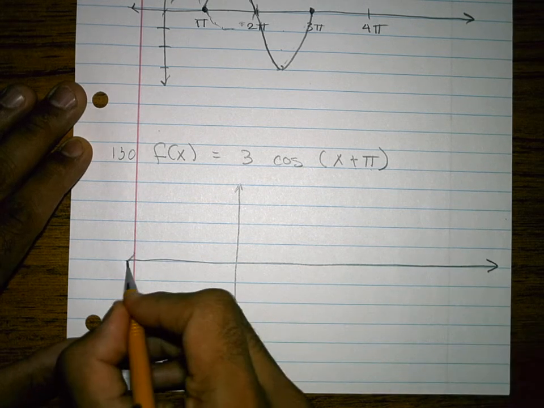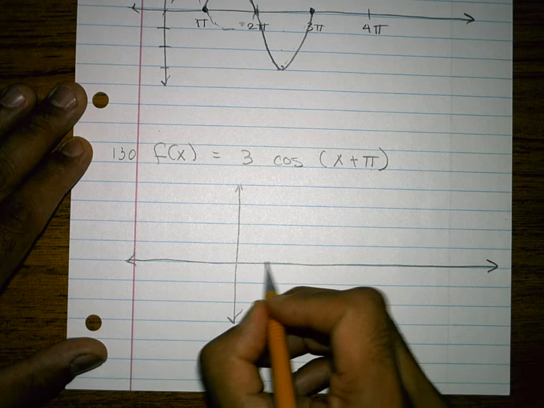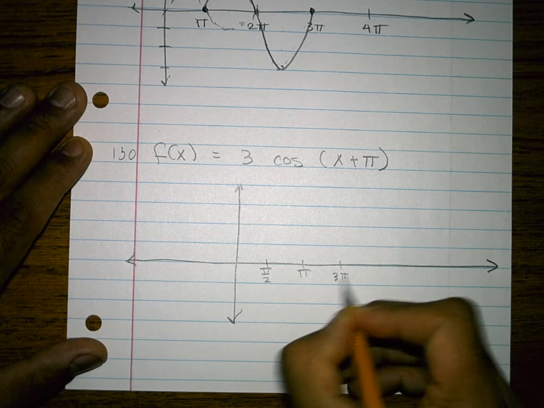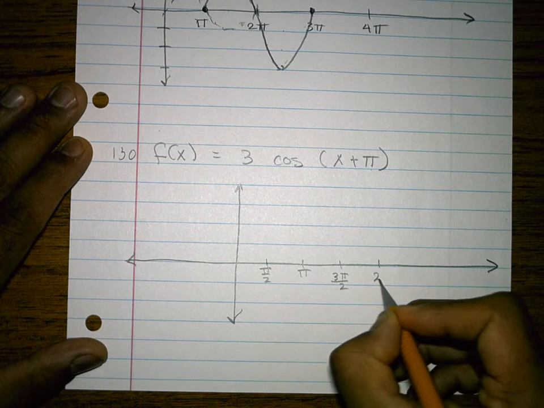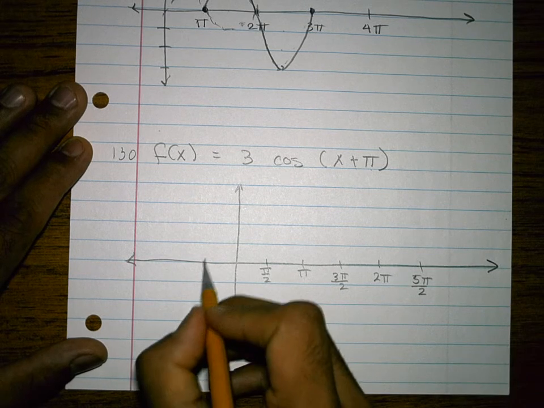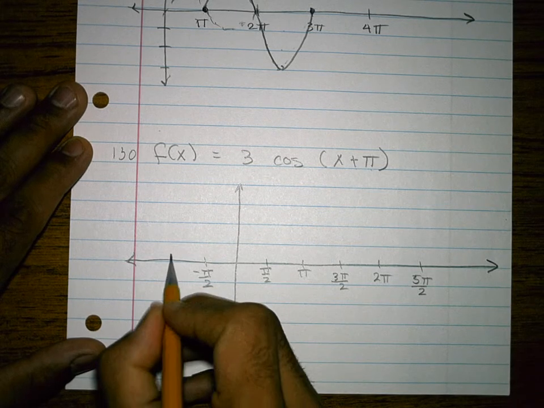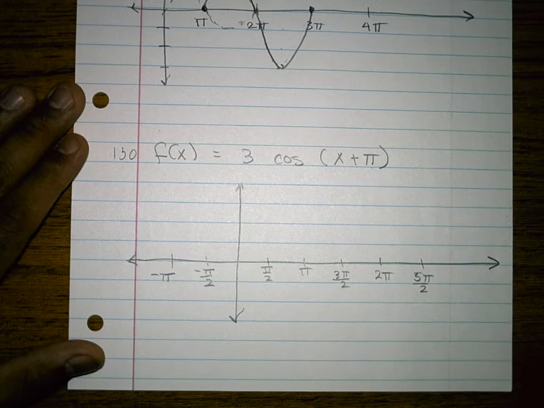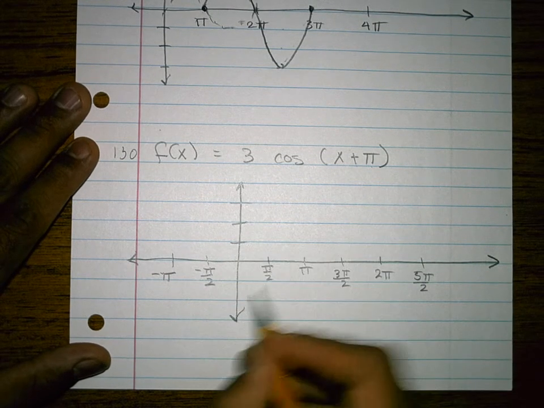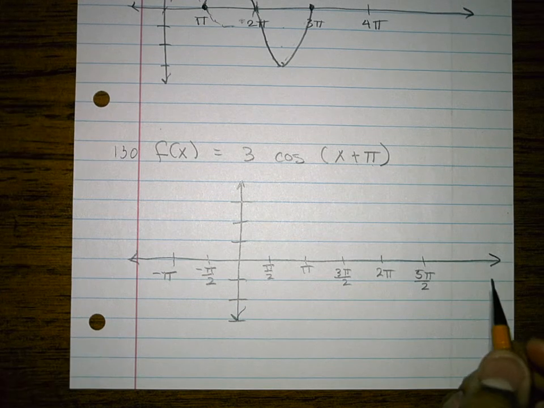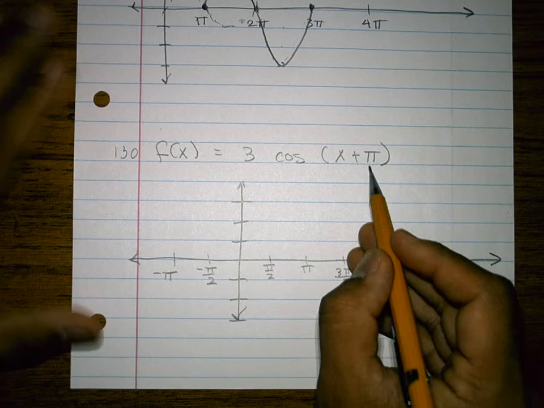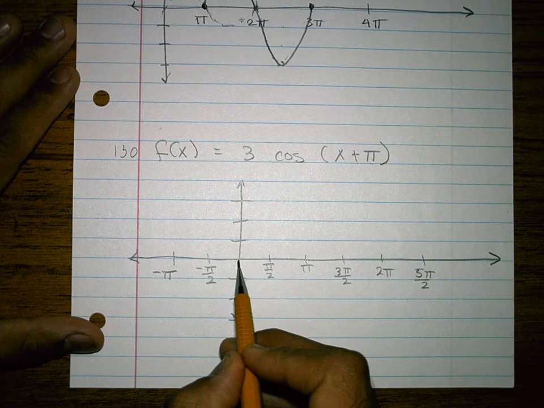I'll go ahead and do these in pi over 2s. I'm over here on the negative side. For this cosine, I have an amplitude of 3, so I'm going to go up 3 and down 3. It's positive, so I'm still going to start up here, but I'm just going to have to scoot over, right? Instead of starting at 0, 0, I'm going to start at negative pi.